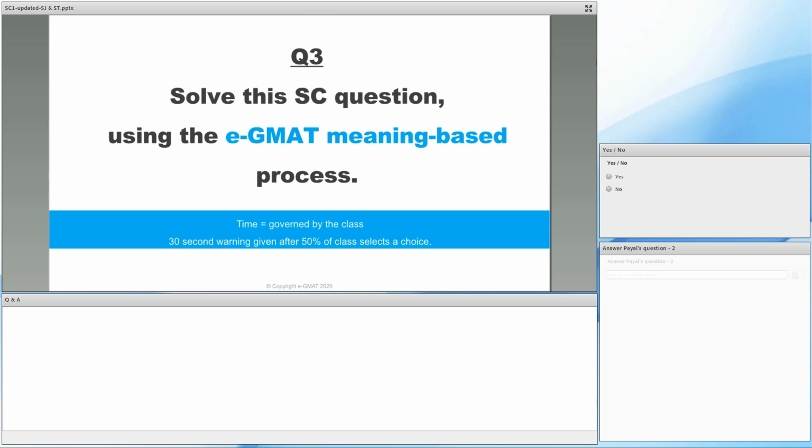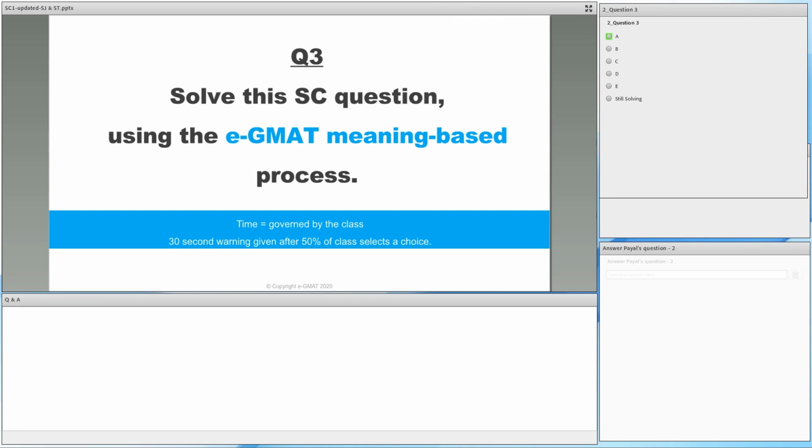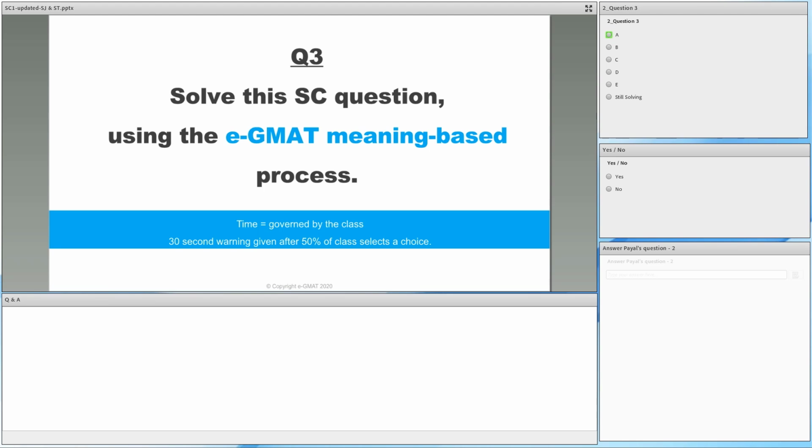I'm going to present the poll to you. If you could quickly click on still solving so that I know how many of you today are solving this question with me, because I'm not going to time you. As soon as I get about 60% of the class, they've given their answers, I will then give you a little countdown, and then we will start discussing the questions.